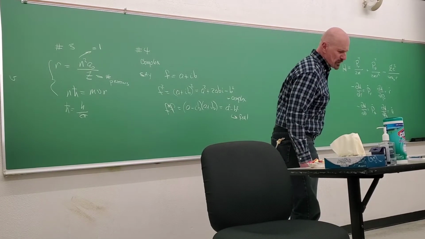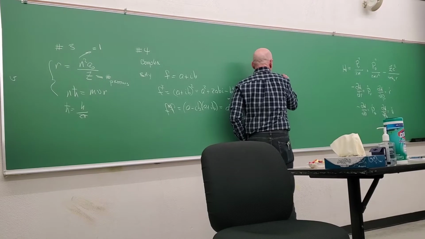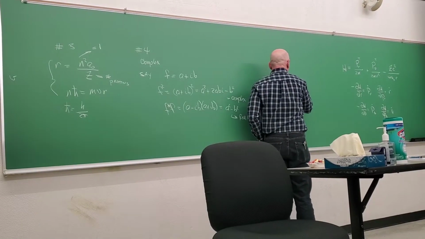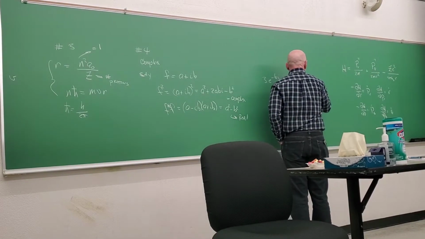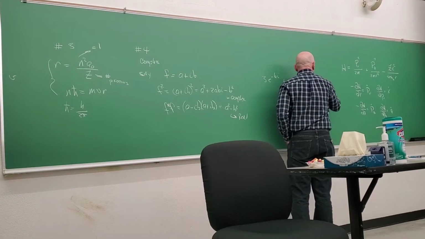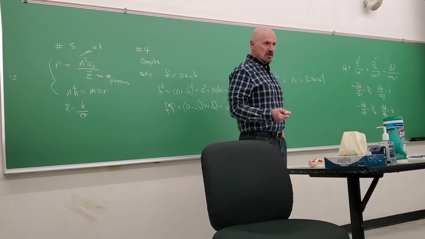In the homework problem, this is a little bit more complicated one. I have 3e to the minus 6i, then I've got plus a 2i, and then I've got plus (-3 plus 4i) squared. So there's the function. So I want you to square it, okay?